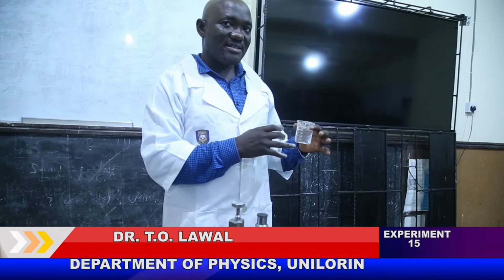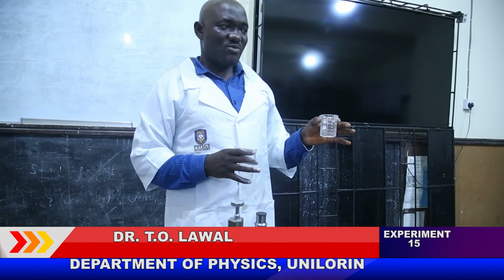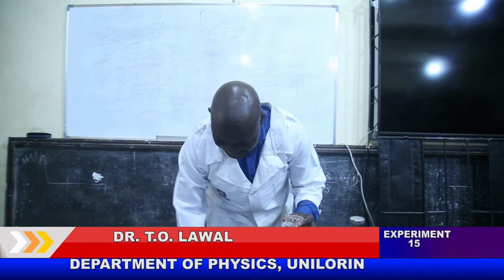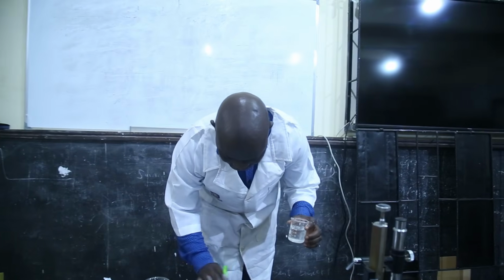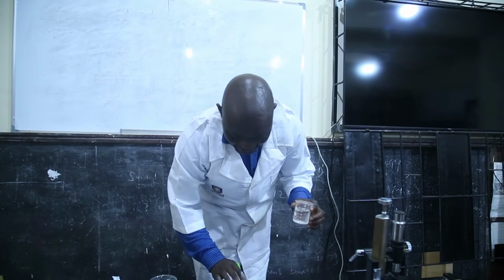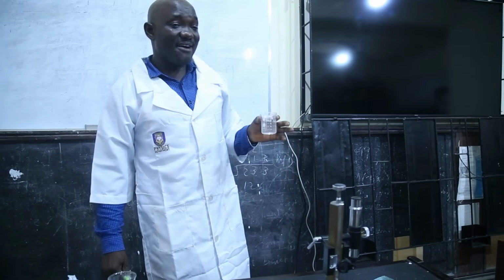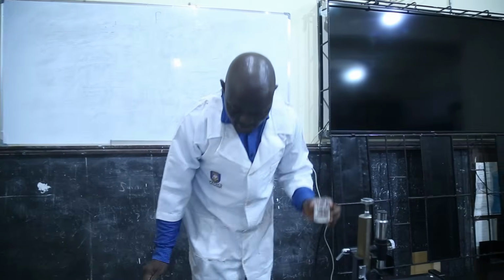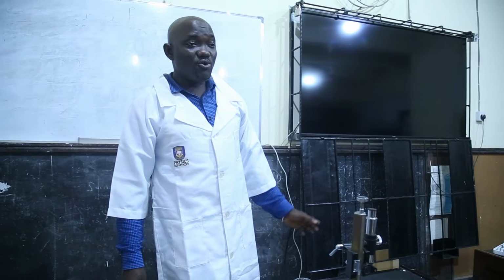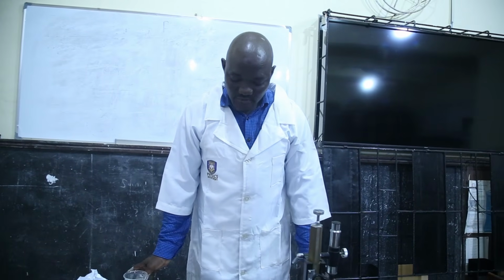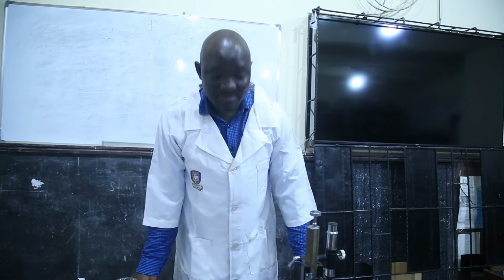The depth itself is not actually needed when you want to plot the graph. What is needed is H3 minus H2, that's your apparent depth, and your real depth is H3 minus H1. Then plot a graph, and from the graph you are to obtain your refractive index from glass to water. Okay, so this is the procedure for experiment 15. Thank you and best of luck.